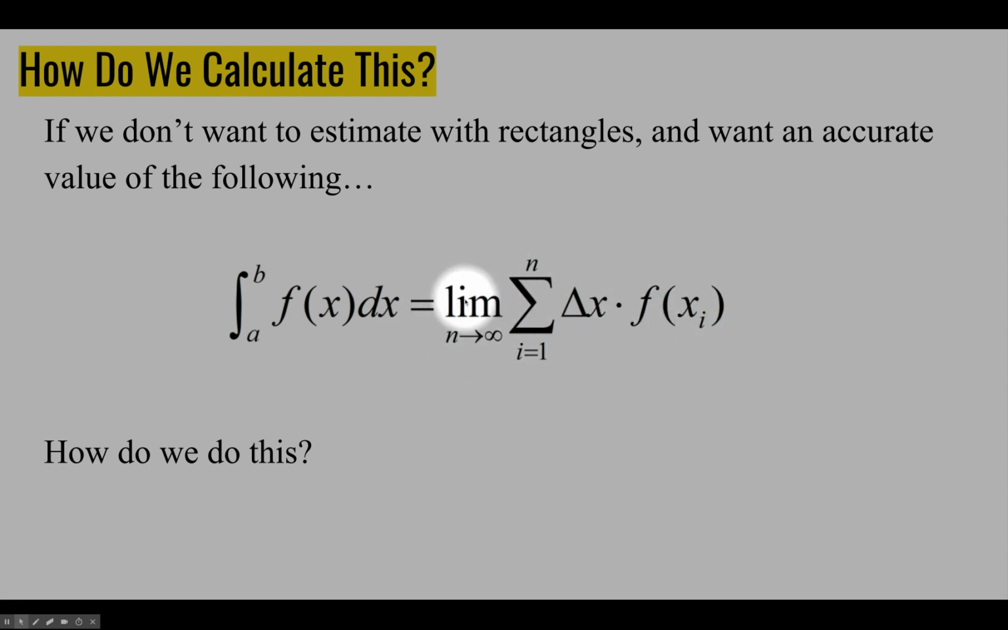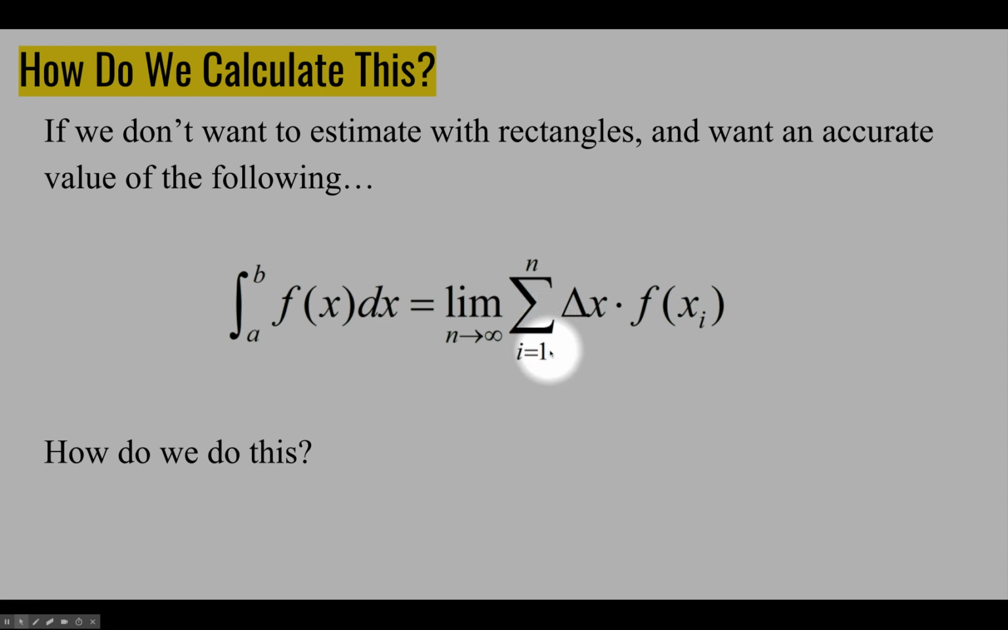Now let's just break this up a little bit. Let's forget about the limit for a moment and just focus right here. This says take the sum from 1 to n of this set of products. Remember, delta x was the width of each rectangle, and f evaluated at some x value was the height of the rectangle. So really what I'm doing here is multiplying the base of the rectangle by the height of the rectangle, and then I add up the area of all of those rectangles.